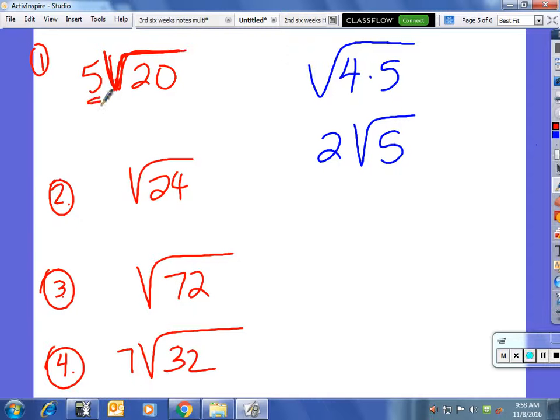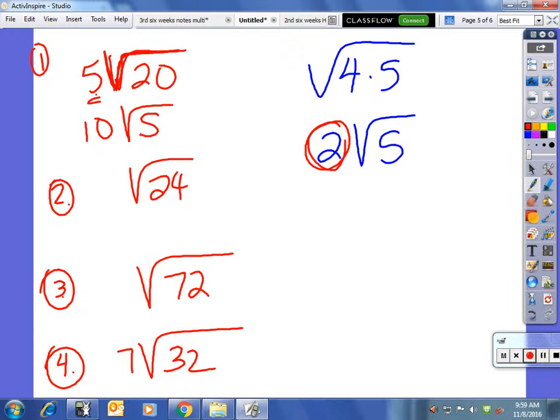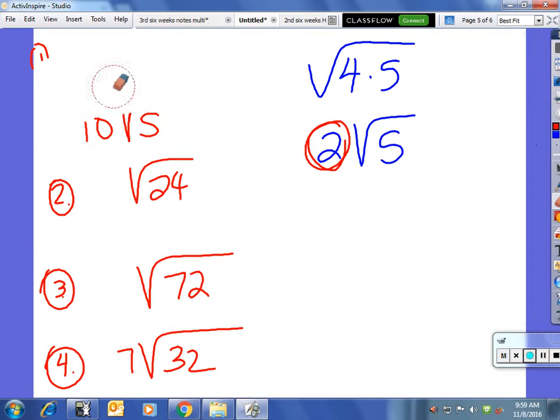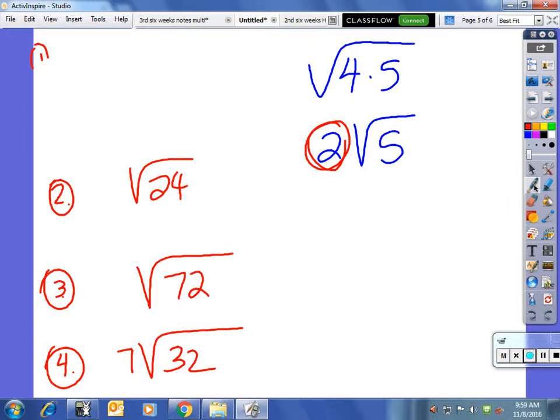Exactly. If there's a number out here, it tends to confuse kids. Just hold on to that number. Work it out like normal. A 2 came out. Well, there was already a 5 out there. So you would just multiply them together to get the new number that's out front. That's all that's going to change if there's a number out front. That's what's happening on number 4. That 7 that's out front, it's going to multiply by whatever you find and bring out.